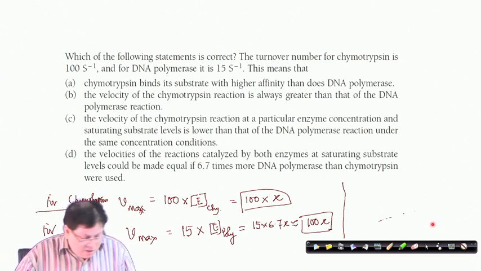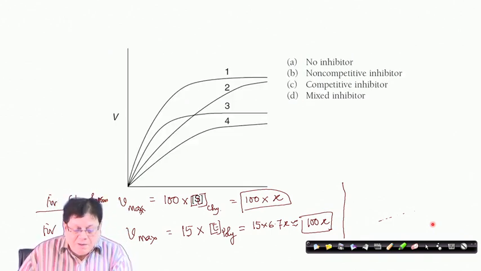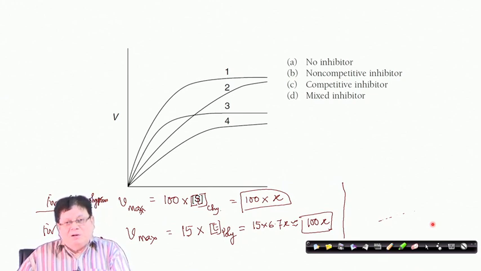So, next go to the third problem. Okay. The third problem is basically an inhibition problem.